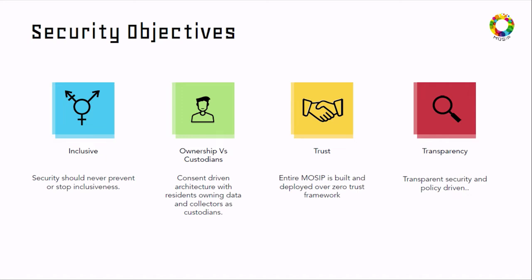At MOSIP, you would see that every single code, every single Docker that runs, every single device that we interact with, there's a trust layer built in. At this point in time, it heavily relies on PKI, but we are also thinking of moving to various other technologies which could also help us cryptographically to prove the trust a lot more efficiently.